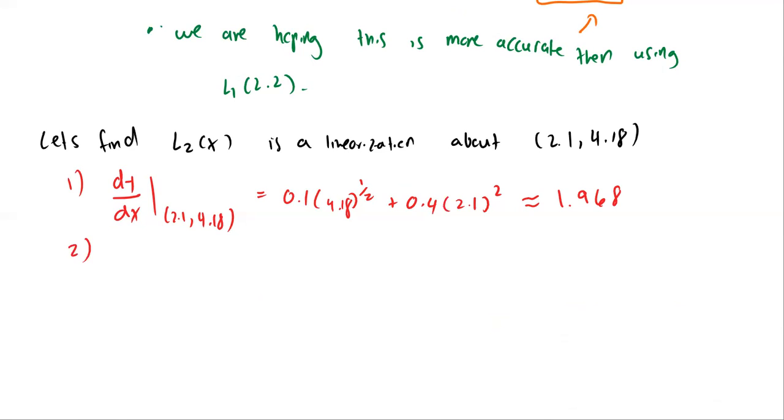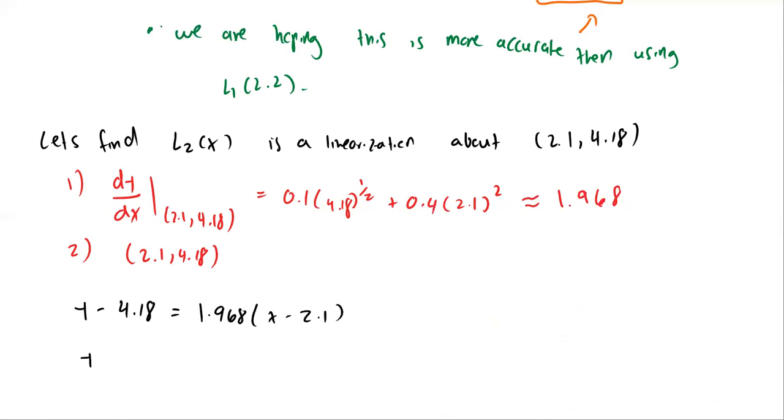The other thing we need is the point that we know lies on the tangent line. Well, we have that point, (2.1, 4.18). Now let's find the equation of the line, using the same formula as before: y minus the y coordinate, 4.18, equals the slope times x minus the x coordinate.